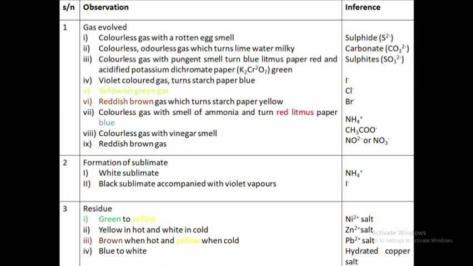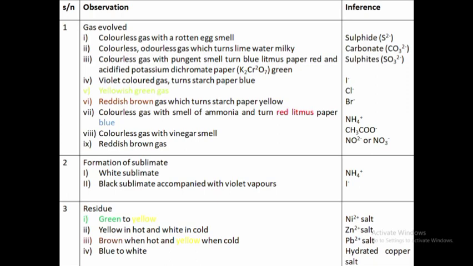Reddish brown gas forms from nitrates. These nitrates and nitrites decompose to give NO2, while chloride gives a yellowish green gas. Bromide gives a reddish brown gas. Iodide gives a violet colored gas.